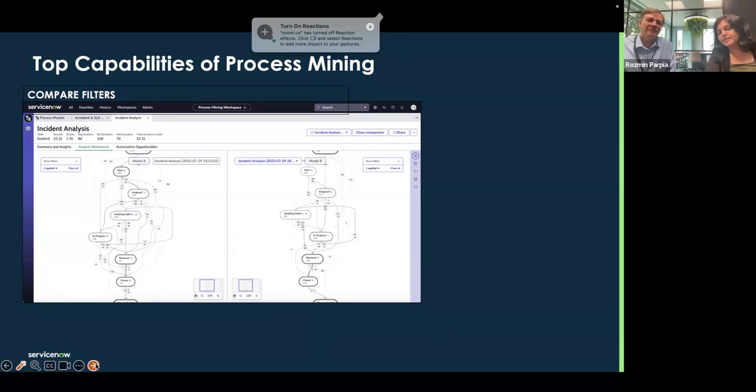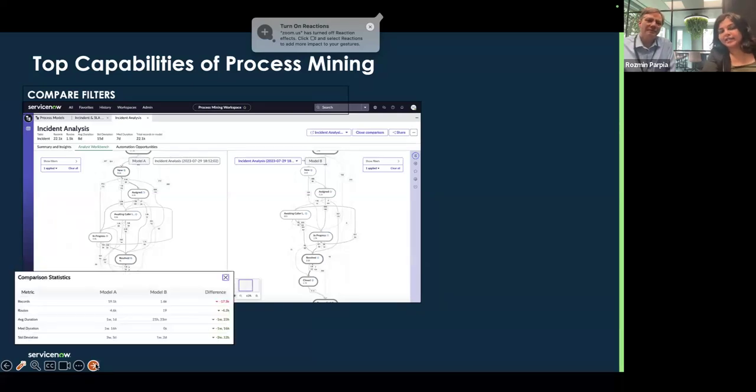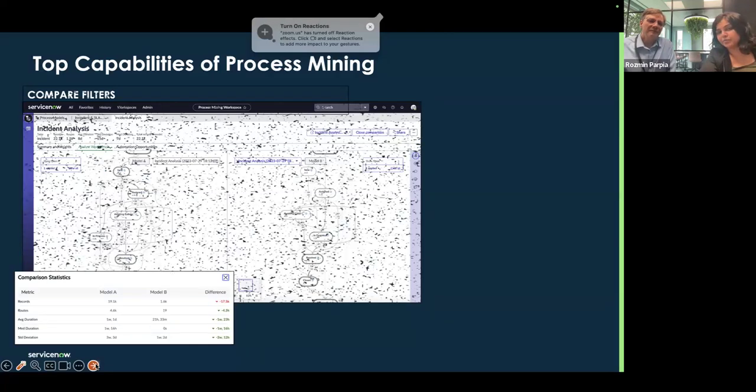You could compare 2 assignment groups, or you could compare before and after you made a process change on just one page. And this is a comparison statistics, like a summary of what happened after you improved your processes, all greens. So that's kind of an evidence of how valuable process improvement is.